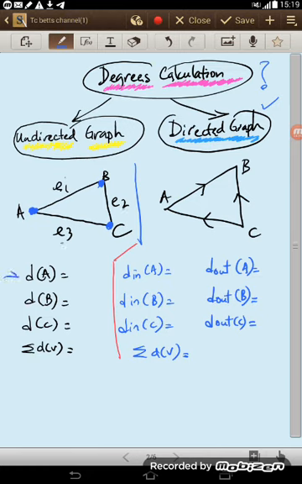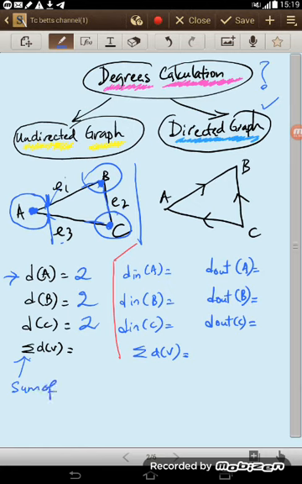So, how do you find the degree of A? The degree of A is the number of edges. Remember? If you make one circle here, you can see that there are two edges, so the degree is 2. For B also, 1, 2. For C, 1, 2, so also 2. So the sum of degrees of this graph ABC is 6.